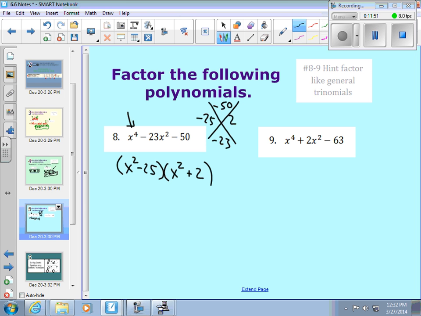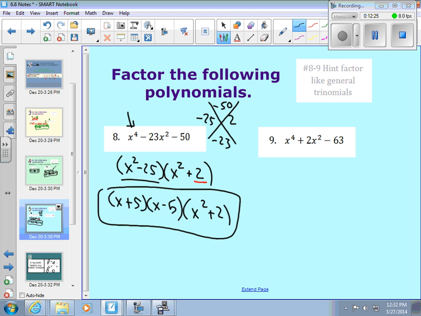Now again, we want to check, does this factor anymore? Are any of these factorable again? This first one is. It's another one of those perfect square ones. So what number squared equals 25? 5 does. So we can still factor this one more as x plus 5 times x minus 5. Oops, sorry, x minus 5. This second one, 2, is not a perfect square, so that one we can't do anything more with. So this would be now factored completely.